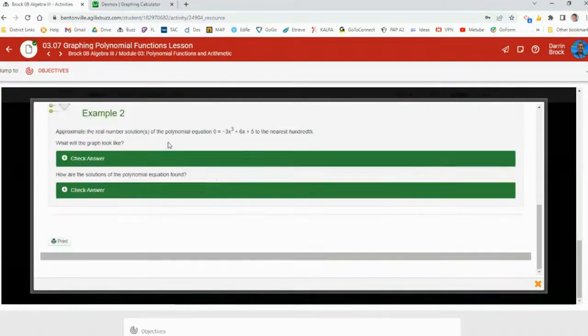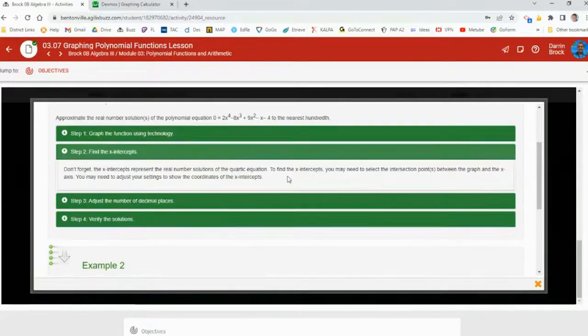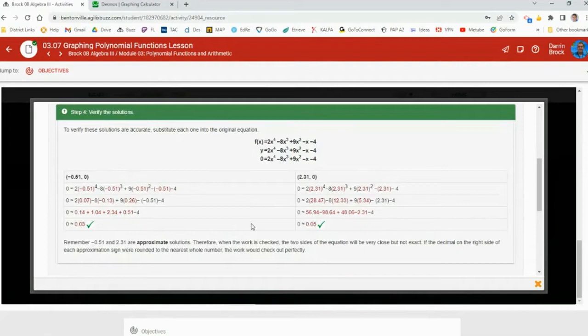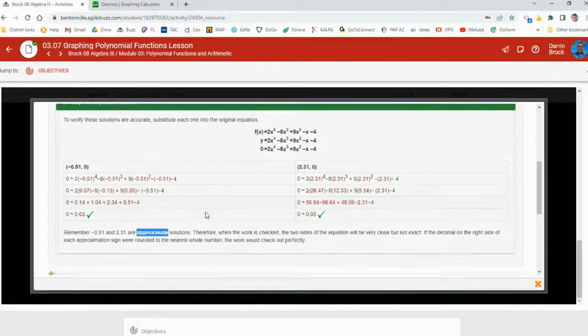All right, find the x-intercepts. So we found the x-intercepts on there. Adjust the number of decimal places, negative 0.51 and 2.31, and then verify the solutions by substituting them back in there. To verify those, put those back in, solve it, and see if it equals 0. Well, it's really close, but we rounded, so it's not going to be exactly 0. These are approximate solutions.